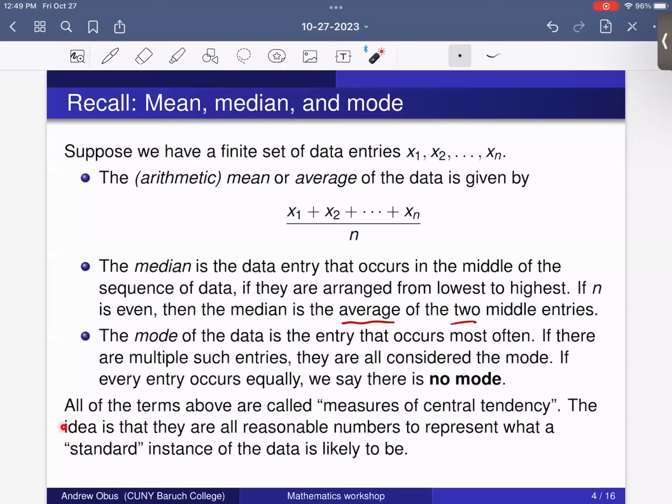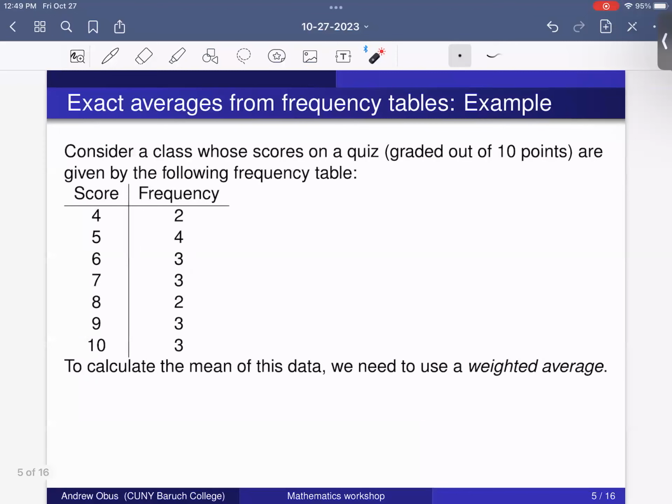Okay, and all of these above are called measures of central tendency, and the idea is that they try to represent, if you need to capture all of the data using just one number, what's the most representative number that represents all the data, then the average or the median in different situations might be the right one to use. Okay, so I want to talk a little bit more about some things that I mentioned last week that I would say today. So how can you calculate exact averages from frequency tables?